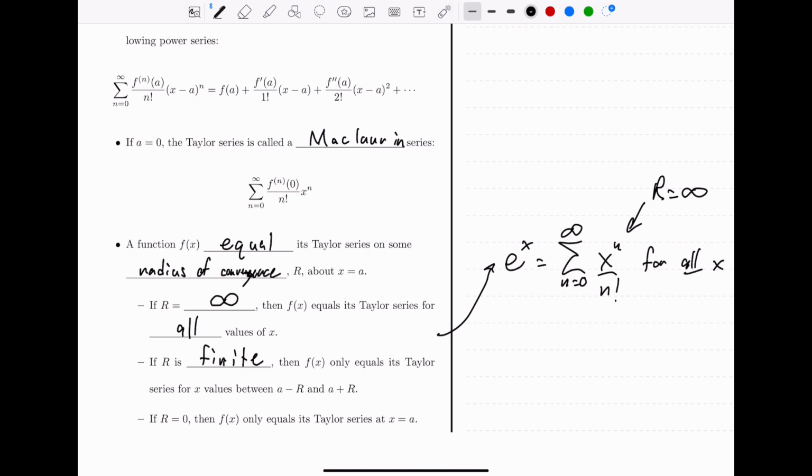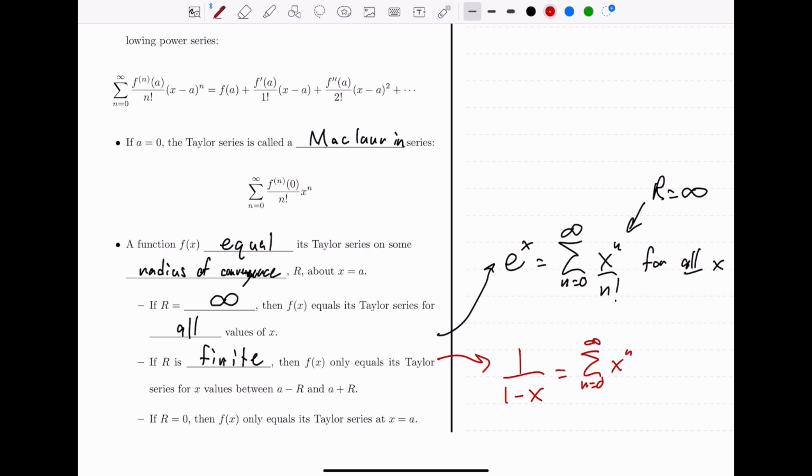We saw an example in the first video of this section when we looked at geometric series. We saw a function that equaled its Maclaurin series only for some values of x. So that was the function 1 over 1 minus x. This equals the Maclaurin series, the sum from 0 to infinity of x to the n.